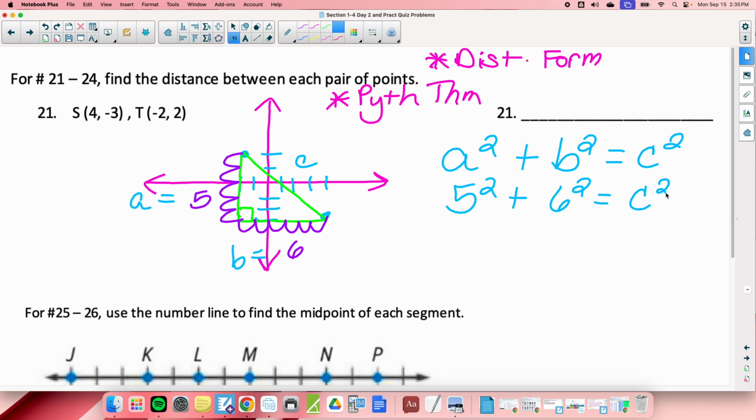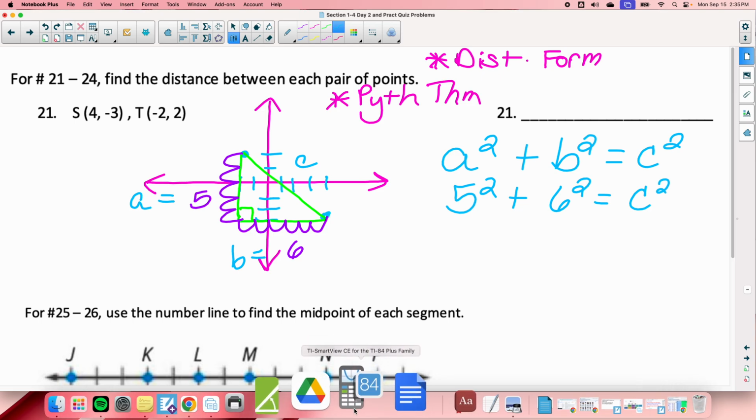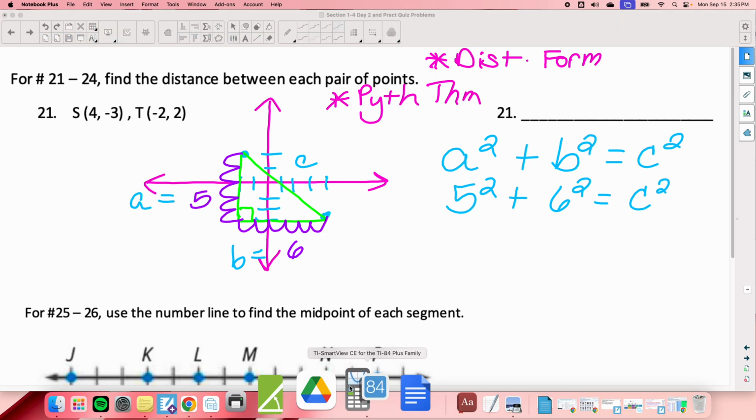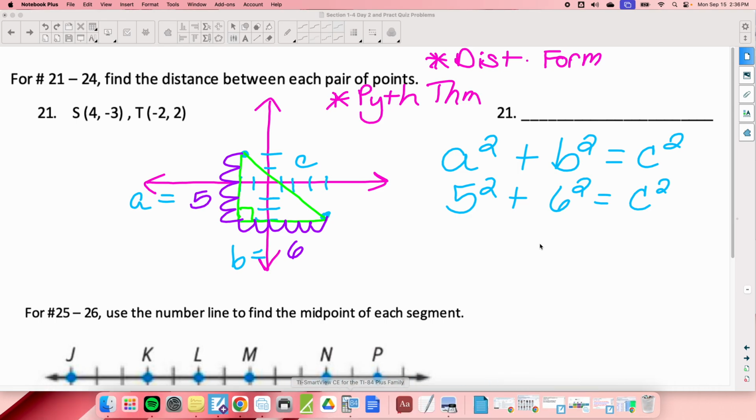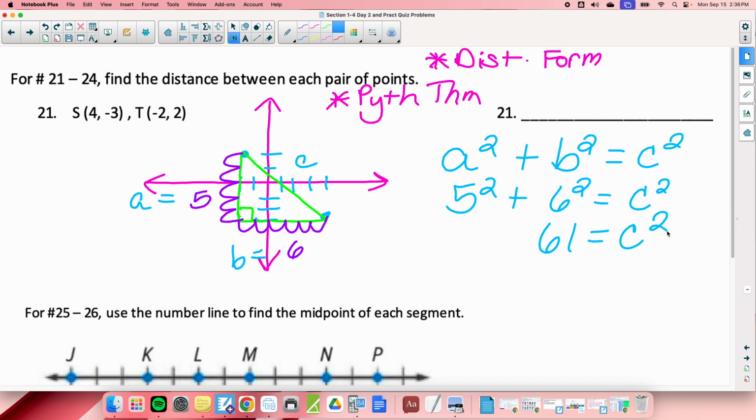Now, here's what I want you guys to type into your calculator. Go 5 squared plus 6 squared. What did you get? 61 is correct. Now, that is C squared. So what do I have to do? Square root. Very good. What is the square root of 61? 7.81. Very good. And let's round to 2 decimal points like that.